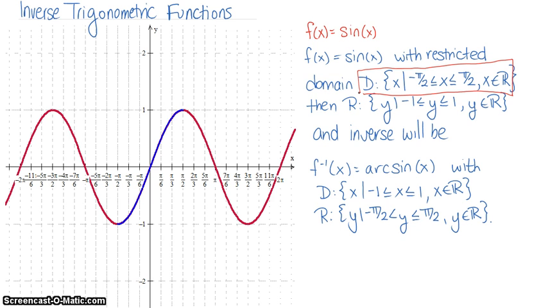Now the inverse is referred to as arc sine of x, or you've seen it as sine inverse of x. Either one, it means the same thing. The textbook switches between the two. When you take the inverse of sine, the domain and the range, as you can see, are going to switch based on these restrictions that we set up above.